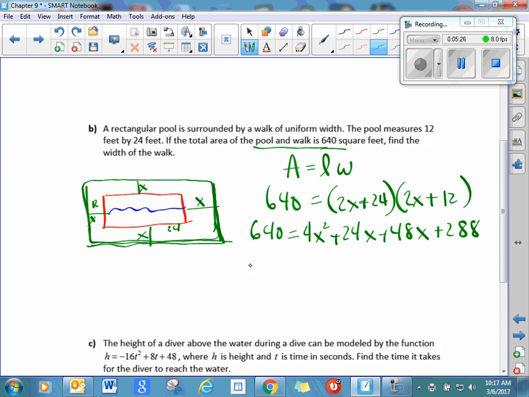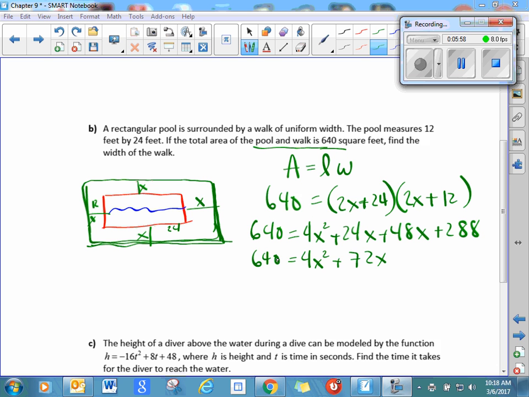And now I need to collect those like terms in the middle, the x's. So I'll have 4x squared plus 72x. Somehow I've got to get a negative sign in here. Let's see, where do I go to get that? I know what I was thinking.